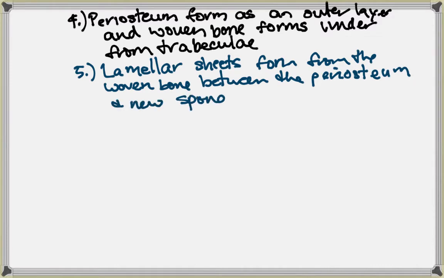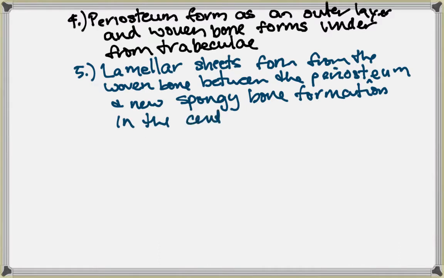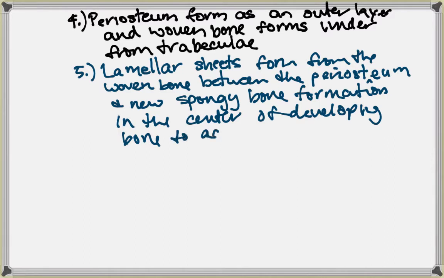Spongy bone. And this basically happens in the center of the developing bone. And this is important because it adds strength. So what's made by this? Well, the most common thing are flat bones.